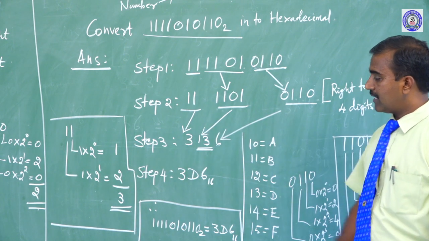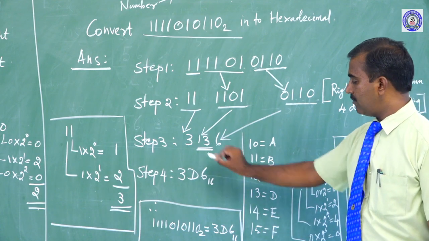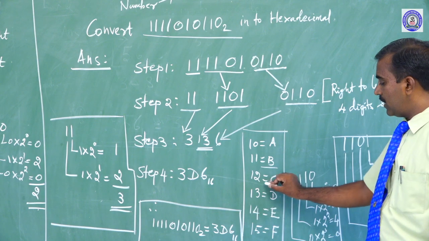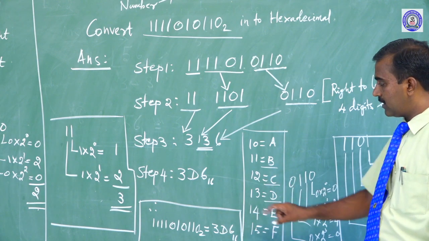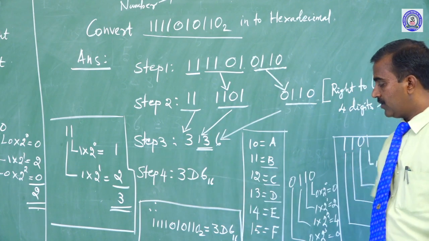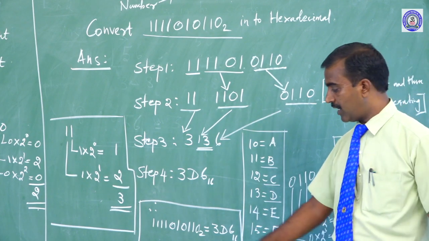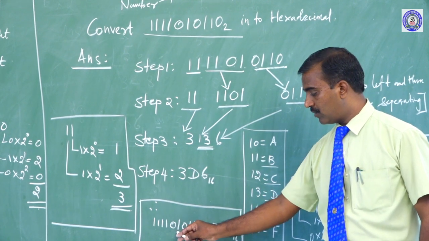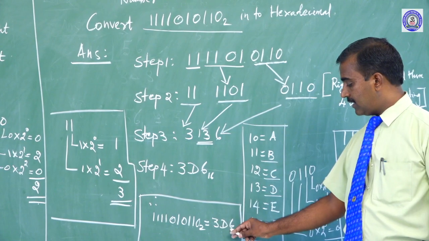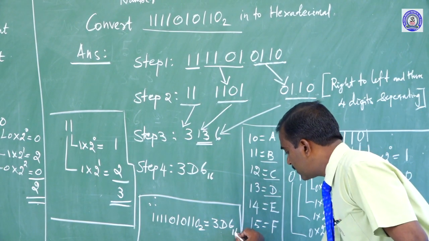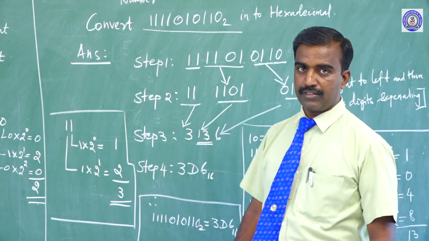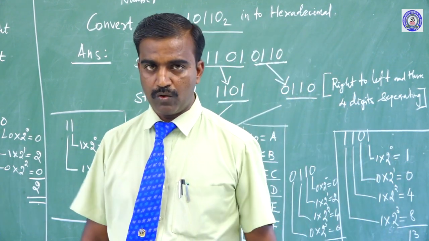Clear? Yes. Understand step 4: the 13 means, in the hexadecimal method, 10 equals A, 11 equals B, 12 equals C, 13 equals D. That is why 13 equals D, and the 6 stays the same, base 16. So finally I came to the conclusion 1 1 1 1 0 1 0 1 1 0 base 2 equals 3D6 base what? 16. Why? Because this is a hexadecimal number. So all the conversions are over.